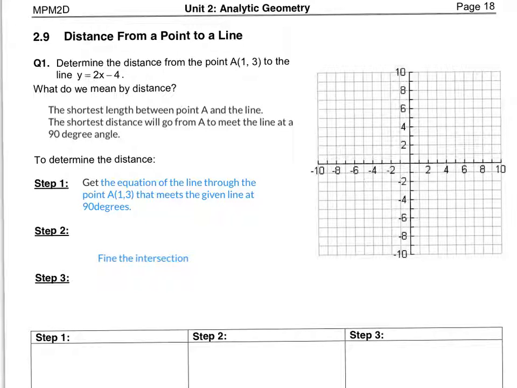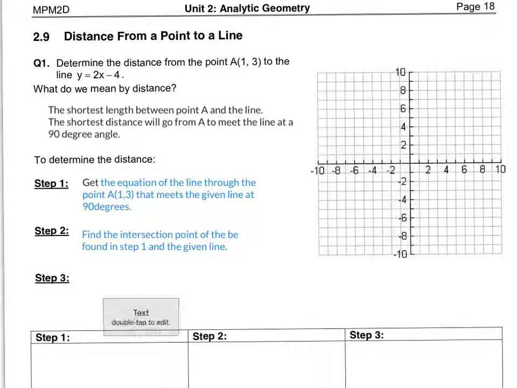So if we want to find the intersection point, we might need to solve this system. Find the intersection point of the line found in step 1 and the given line. All right, so we're going to be solving a system. And then step number 3 is to use the distance formula.